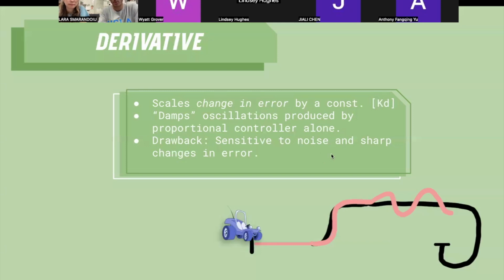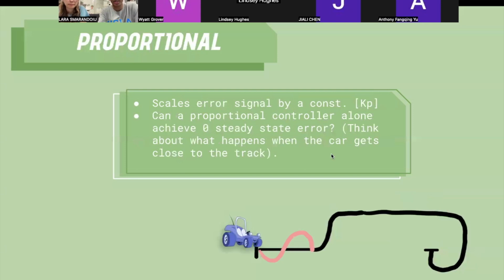Recall that for the proportional controller, the drawback here was that it doesn't achieve zero steady state error, right? There will always be some form of oscillation if there is initial error to begin with, if your car starts off not on the track.